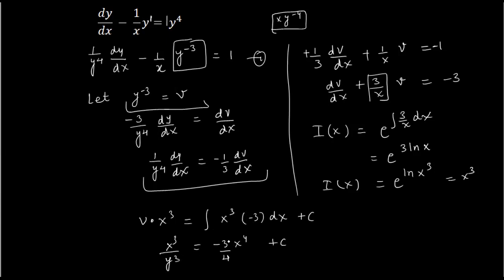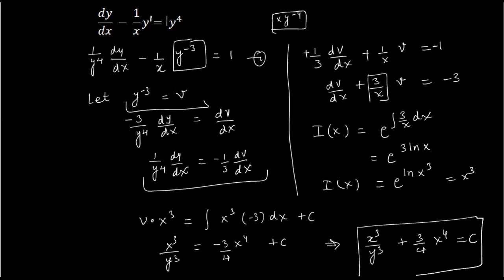Now transfer 3 by 4 x raised to the power 4 to the right side. We get x cube over y cube plus 3 by 4 x raised to the power 4 equal to c, is the final solution of given differential equation. Let us do one more question.